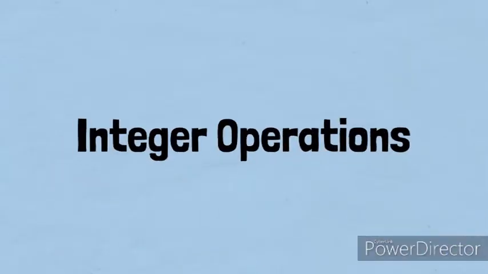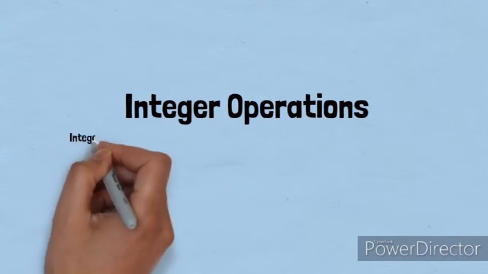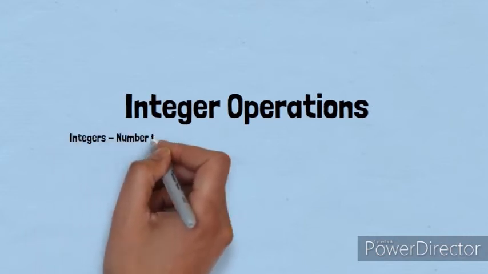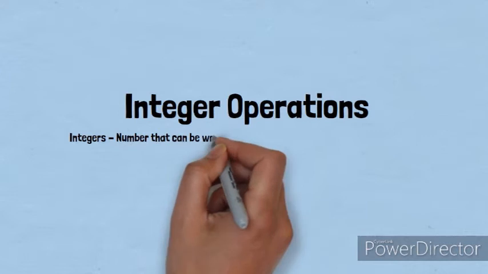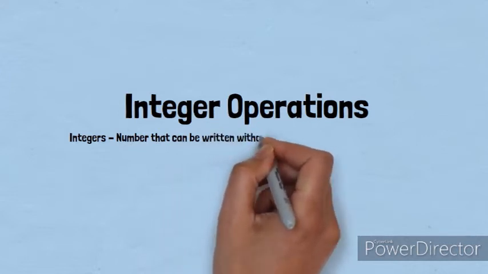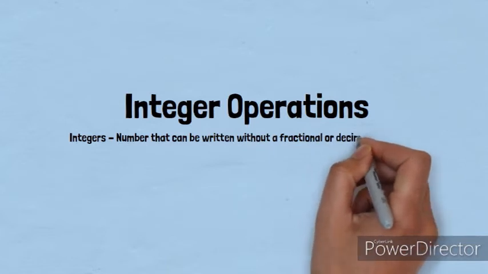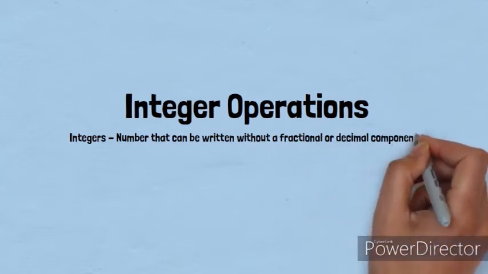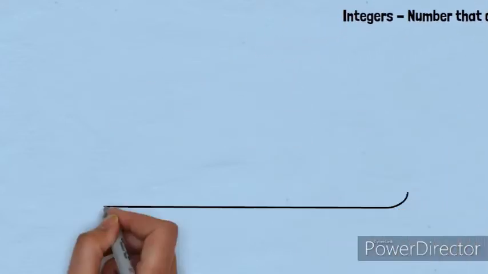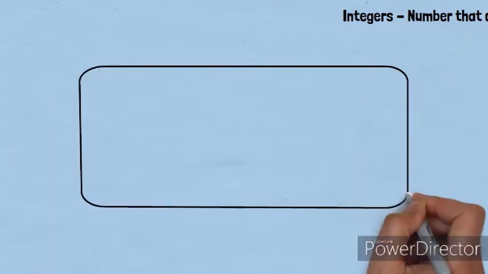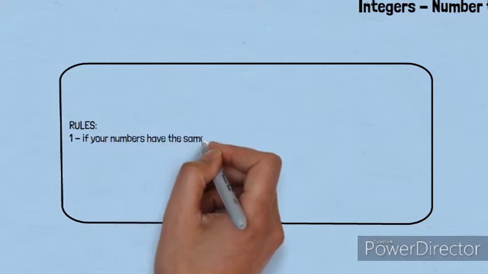Integer operations. Integers are numbers that can be written without a fractional or decimal component. In the number systems, they're most commonly known as whole numbers and their opposites. There are two rules that you must remember when you're adding and subtracting integers.